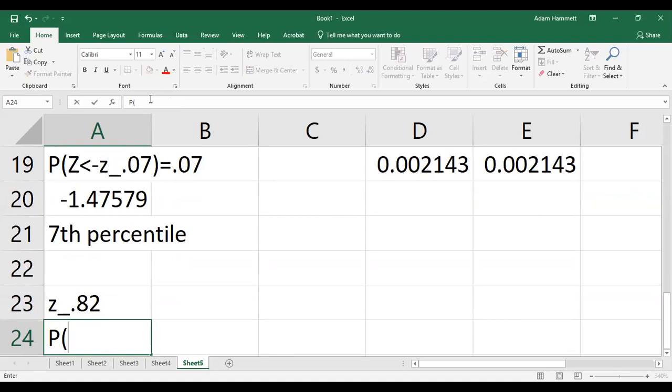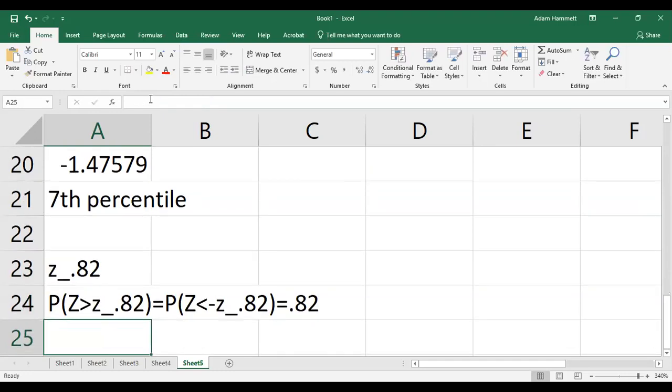Well, that means the probability that Z is greater than z sub 0.82 is, which by the way, just by symmetry is the same thing as the probability that Z is less than negative z sub 0.82, equals 0.82. Okay, this is sort of strange, but you'll see why it's a little strange.